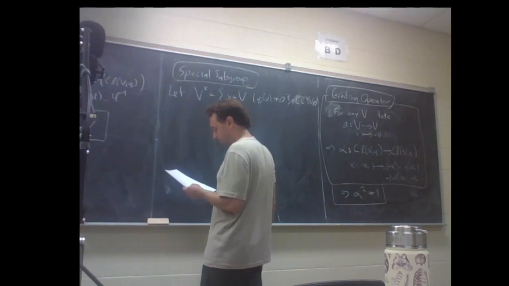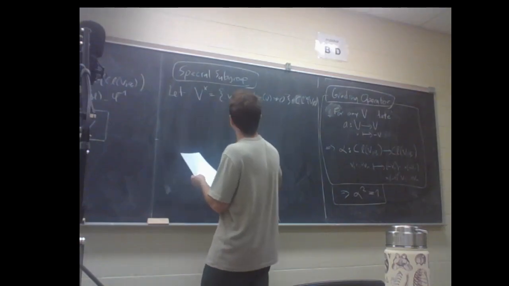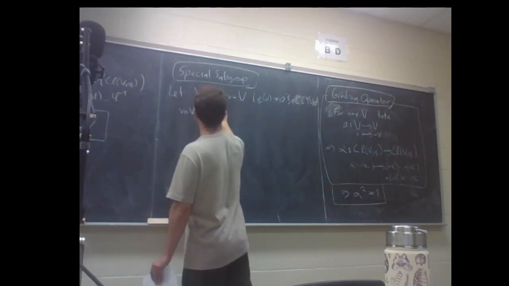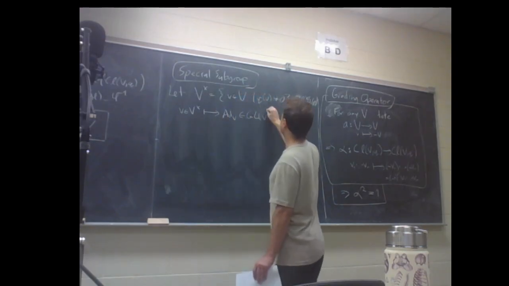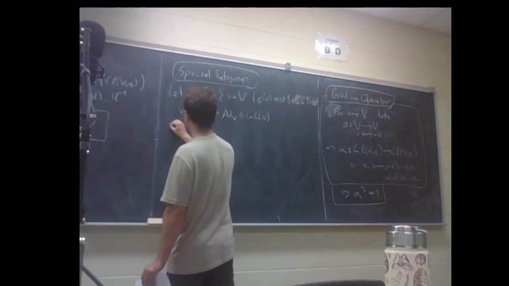Why did I put a star on that? Oh, right, pull back. Okay. So in particular, V in V cross goes to ad V, which is an element of the general linear group of V, right? So this is a general linear group. So I claim it's even more than that.